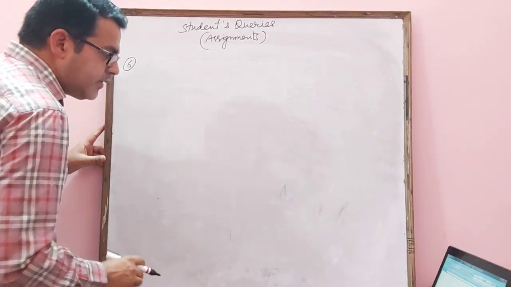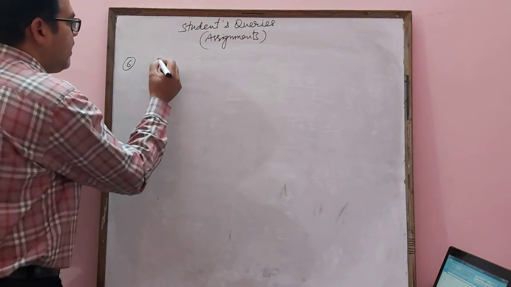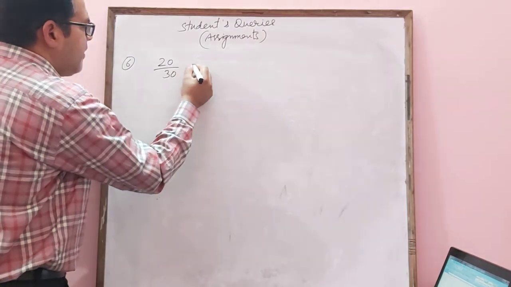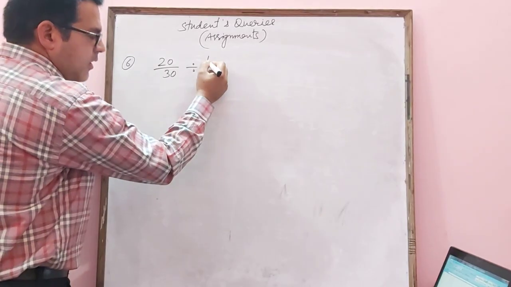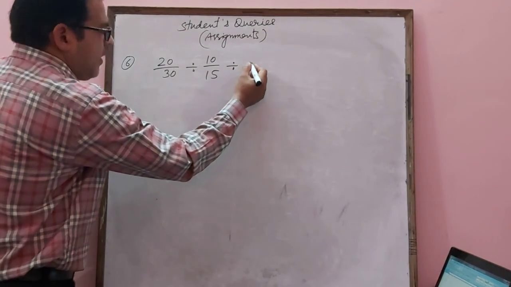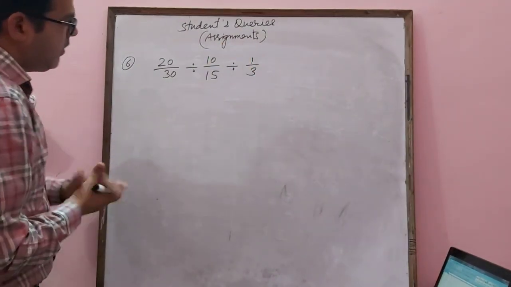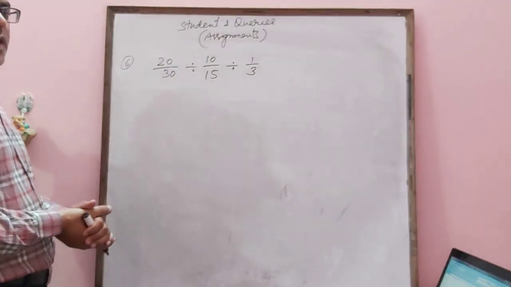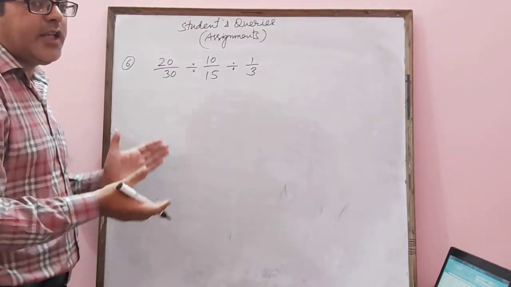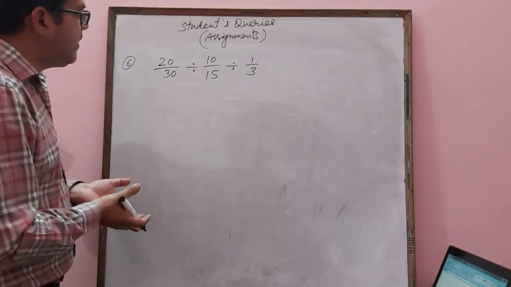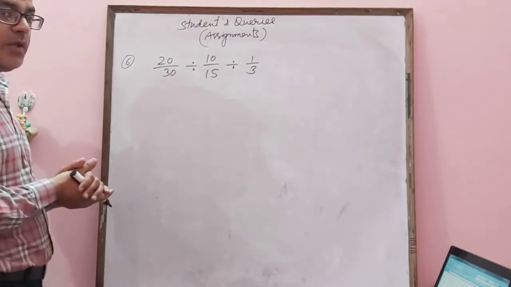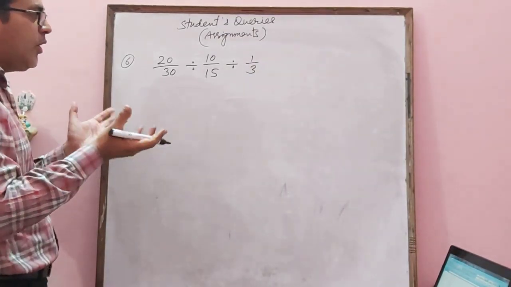This question is 20 by 30, then divided by 10 by 15, and divided by 1 by 3. This question is given there. 3 fractions are there and in between them a division symbol is there. So as per the rule, 2 division symbols are there, 2 operators of division are there. It means we can solve any of the division first.